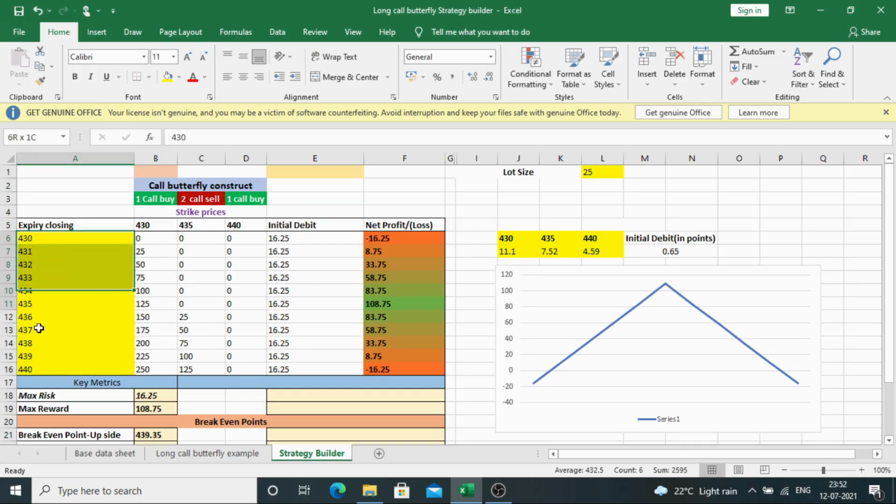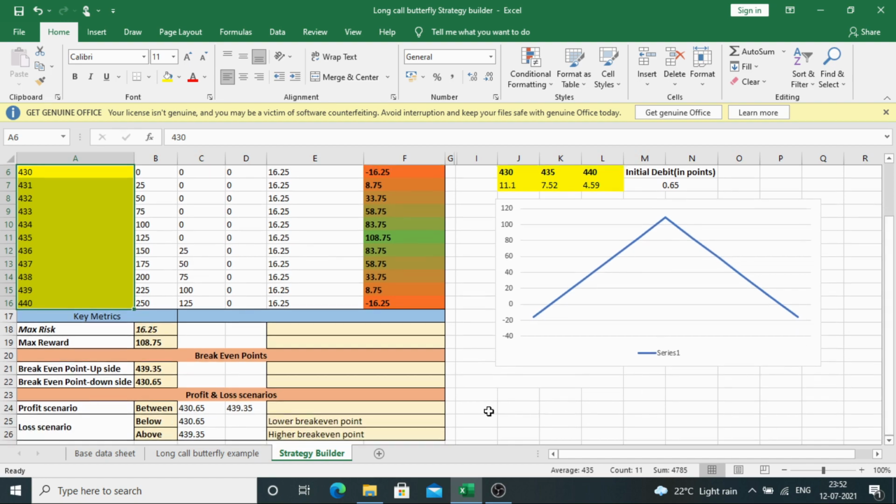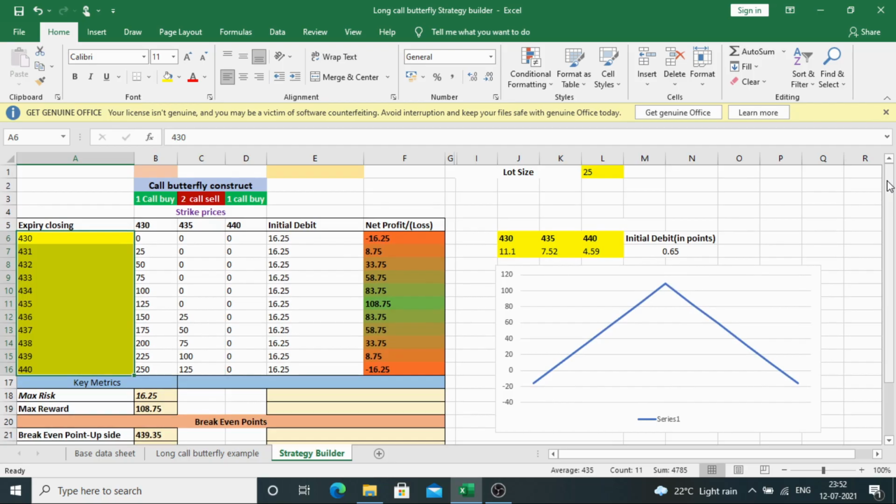So you see this is the expected closure by the expiry. What kind of closure is expected based on the position you are taking? You just write it down so that it automatically calculates the graph. It will show you what kind of profit and loss there will be. Similarly, you can find out the maximum reward, maximum risk, break-even points, and profit and loss scenario. So all these key aspects you can find out.